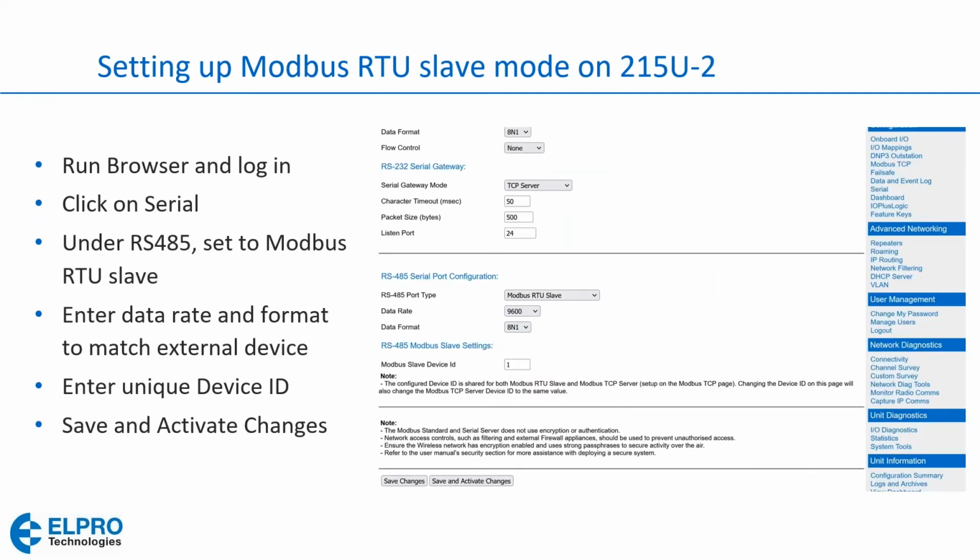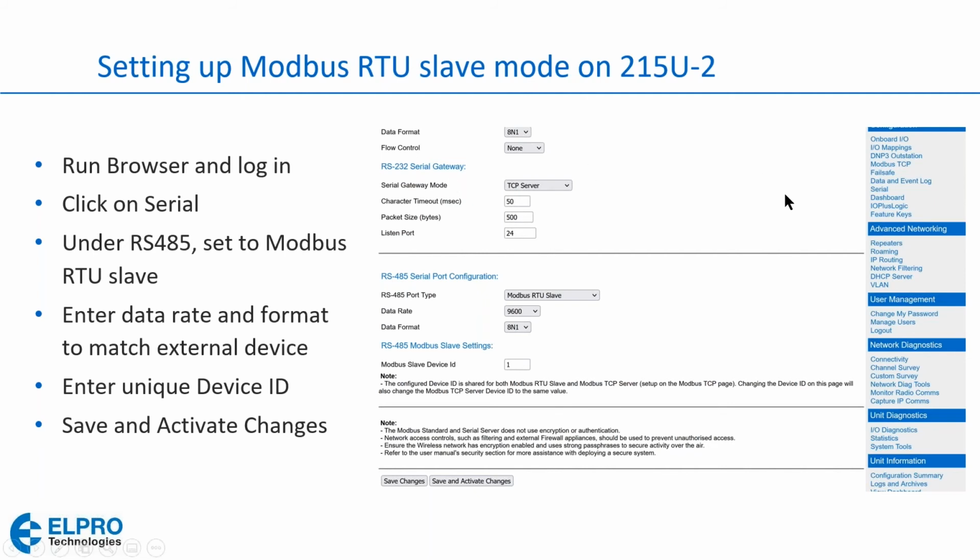Okay. Now setting up slave mode on the 215U2. Because this device does not have a Windows-based program for configuration, it's really designed as a fairly simple, quick networking device. What we do is we run our browser like Firefox, and we type in the IP address of the radio. Then we type in our user and password to be able to log into it.